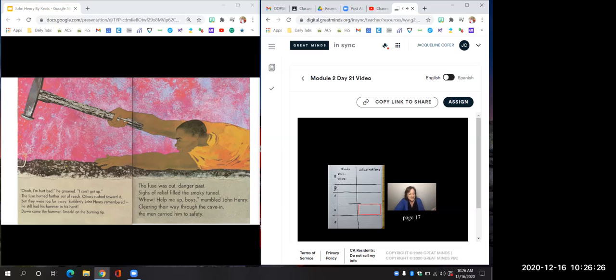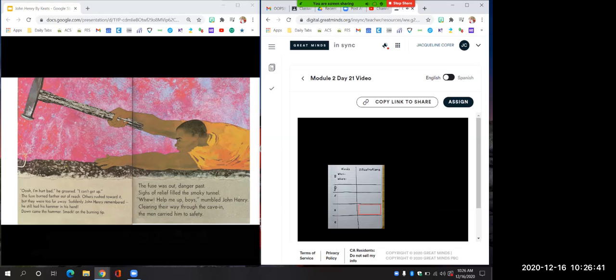The fuse was out. Danger past. Sighs of relief filled the smoky tunnel. "Phew! Help me up, boys," mumbled John Henry. Clearing their way through the cave-in, the men carried him to safety.